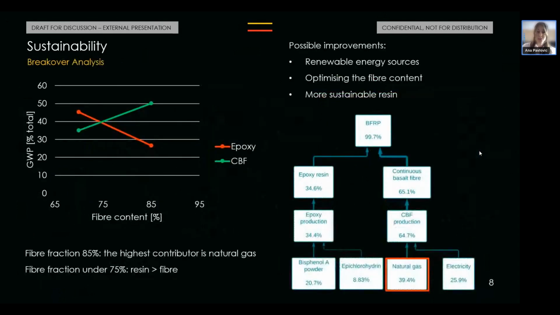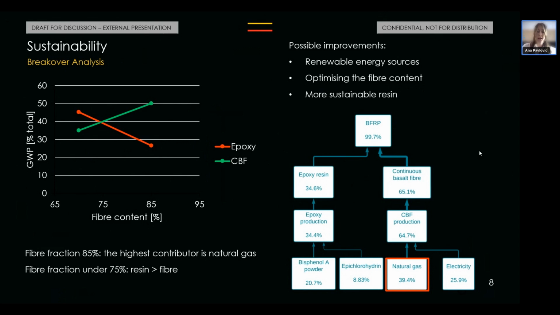As has been mentioned before, this is quite a new material. So the process of manufacturing BFRP, even though it has progressed iteratively a couple of times over the past few decades, has not fully matured and there is still room for improvement. So if we delve a little bit into the manufacturing process for BFRP, we will find out that the most carbon intensive part of BFRP production is, of course, the continuous basalt fiber production, and more specifically, the burning of the natural gas in the production of the basalt fiber. That means that if we wanted to improve or lower the embodied carbon of BFRP even more, we could look to use more renewable energy sources.